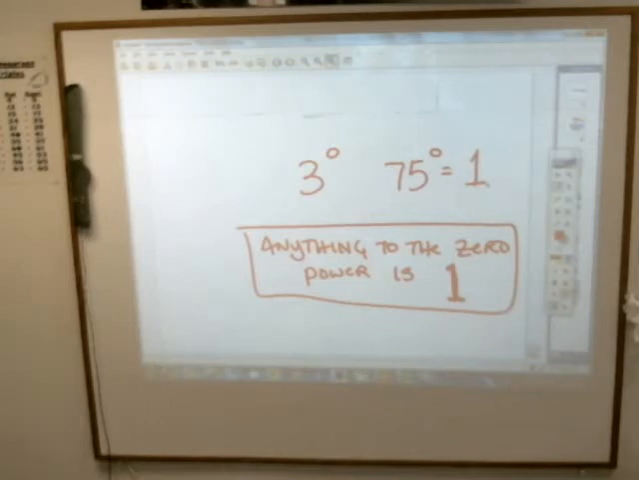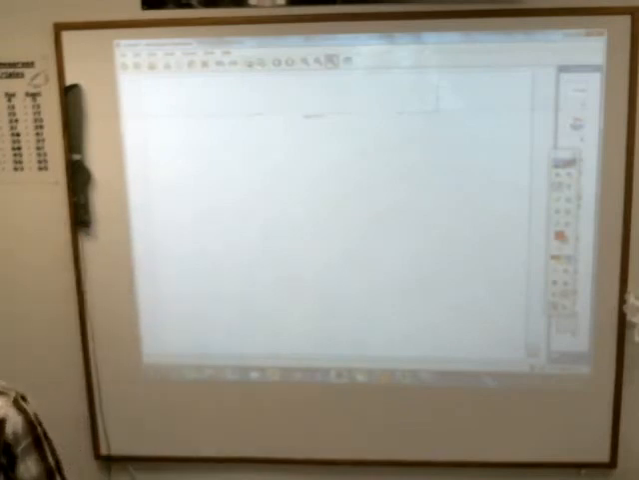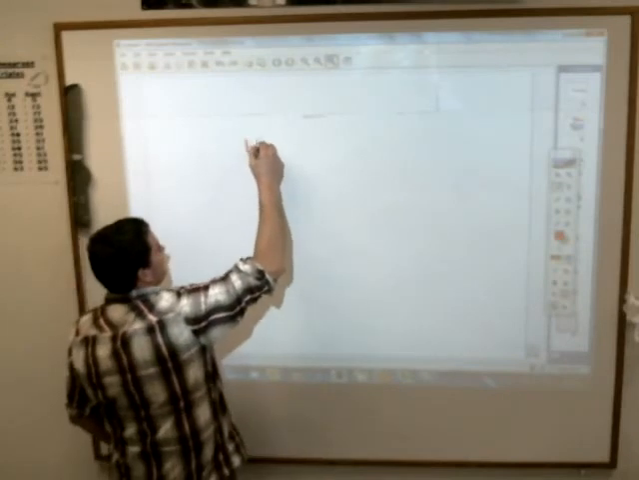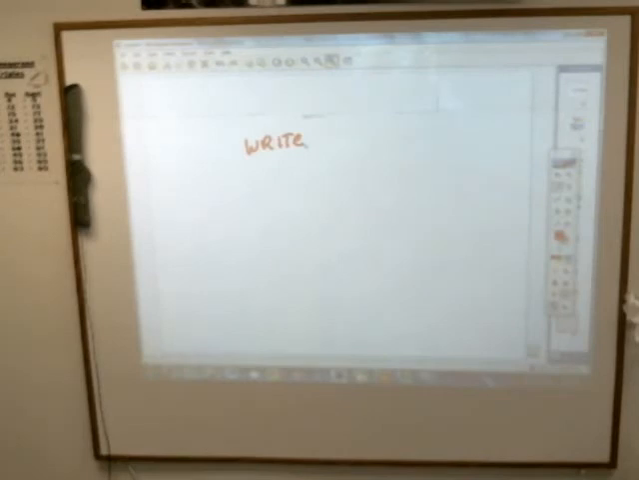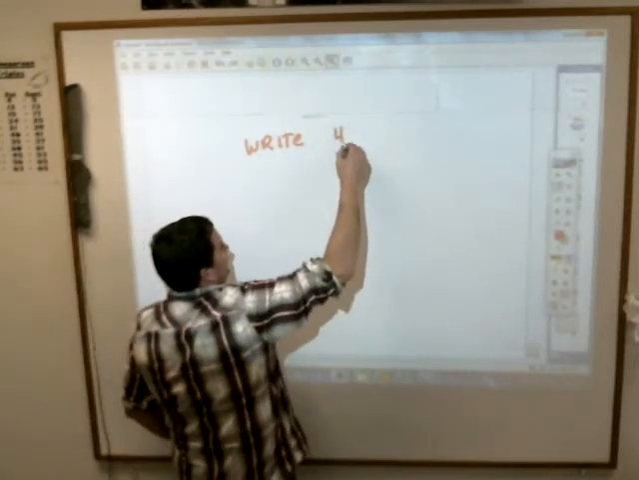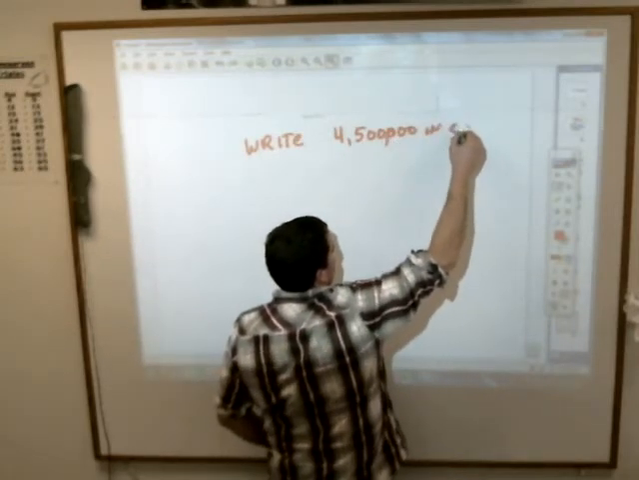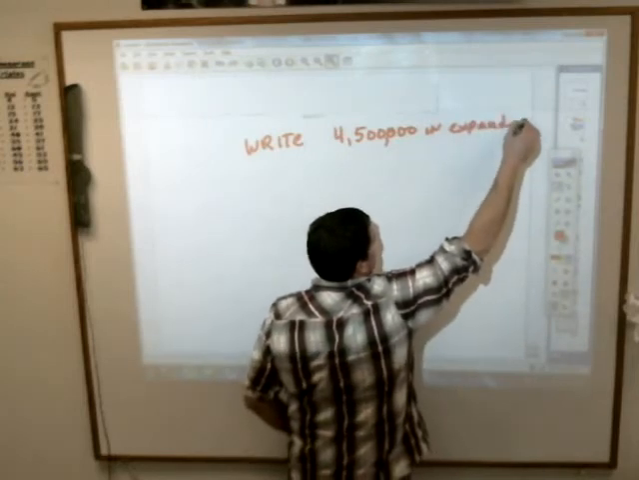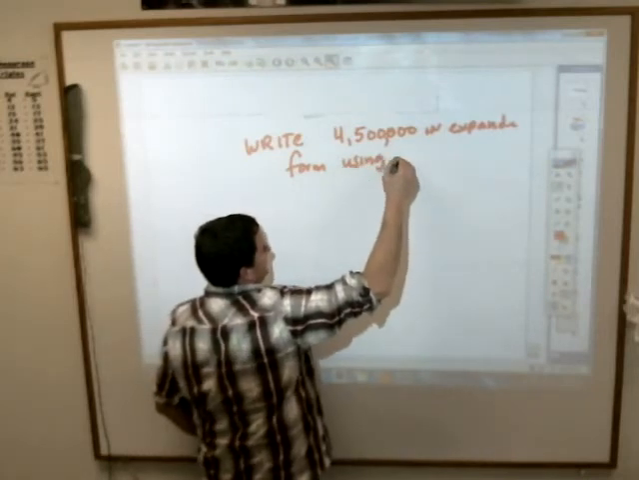Now, when are you going to use this? Well, here's what the book is going to ask you to do, so write this down. It will ask you to write 4,500,000 in expanded form using exponents. This is still under exponents.